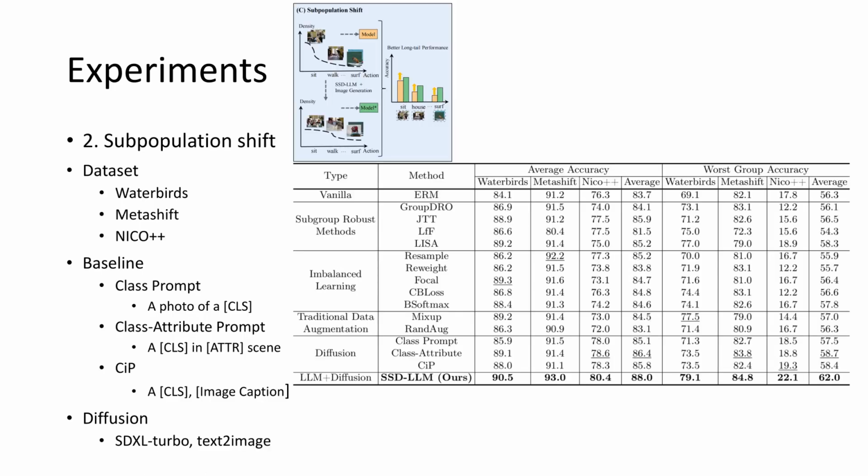In our experiments on subpopulation shift, we compared our approach with various data-centric and model-centric methods. We achieved impressive SOTA results. The table compares methods for image classification under subpopulation shifts, where higher metrics indicate better performance.